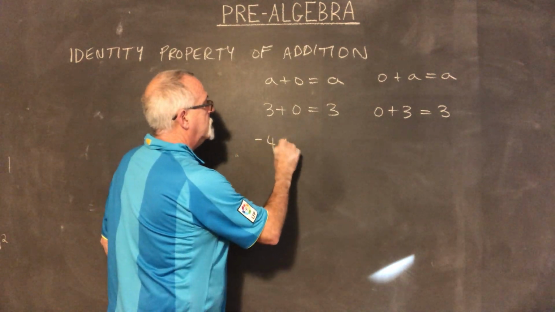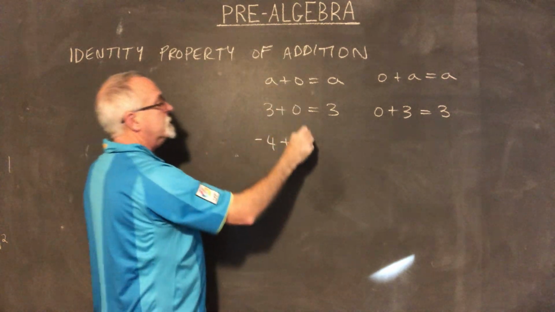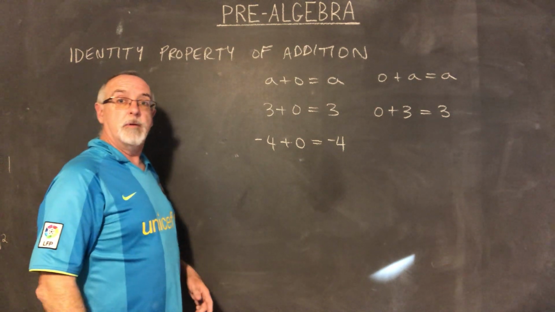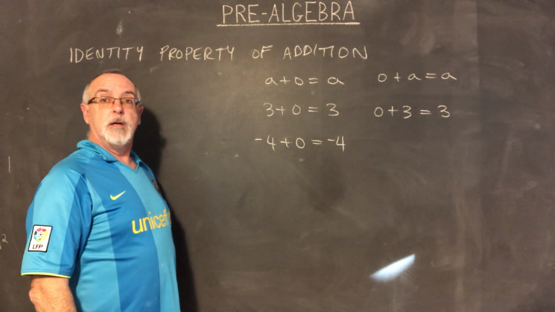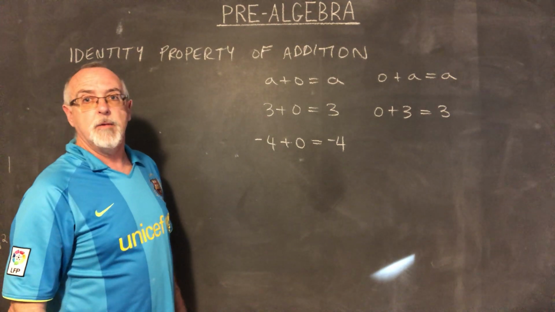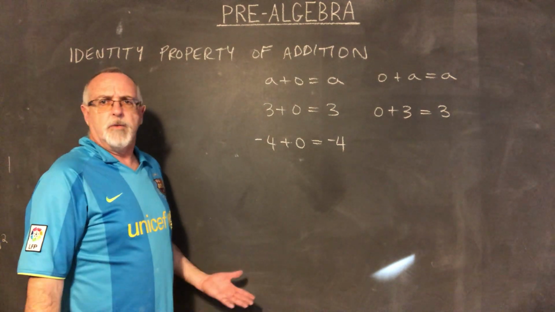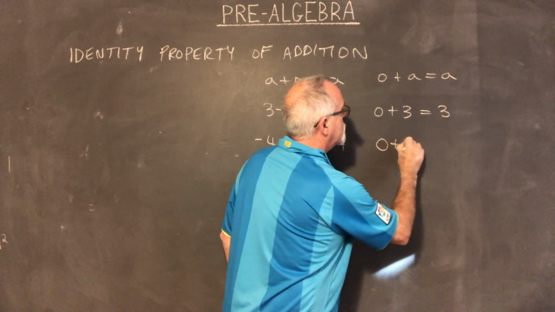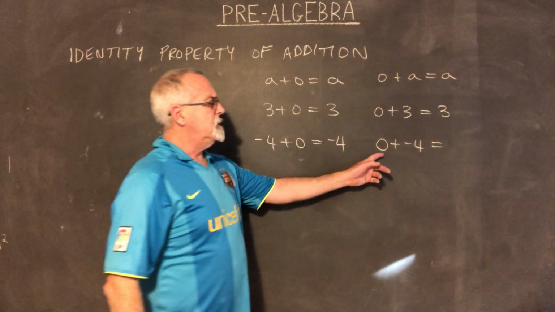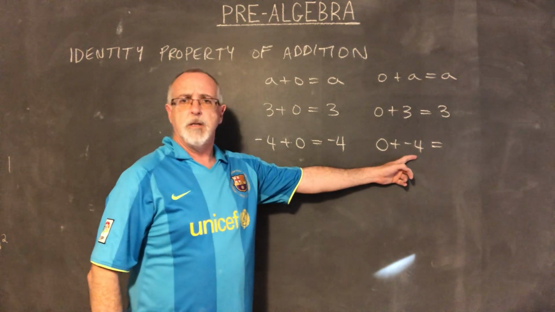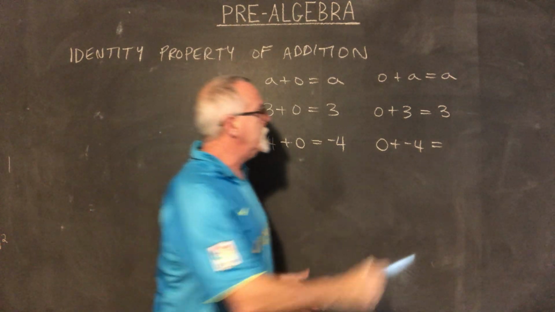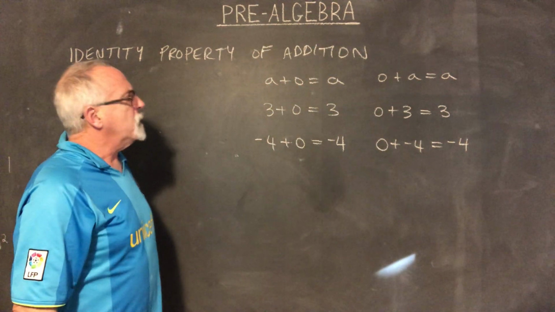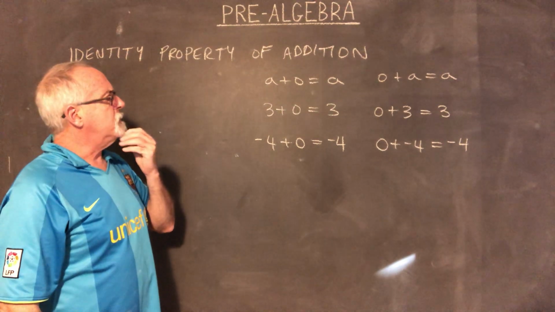Negative 4 plus 0, well, this property is saying that the answer has to be negative 4, and it is. And you can picture that with the thermometer if you want. Minus 4 degrees, and then plus 0 means it doesn't get any warmer, so it's still minus 4 degrees. Makes sense. And then of course, 0 plus negative 4. Well, 0 means it's 0 degrees, but adding negative 4 means it got 4 degrees colder. That makes sense too. 4 degrees colder than 0 degrees is negative 4 degrees. So these things work with the thermometer as well.